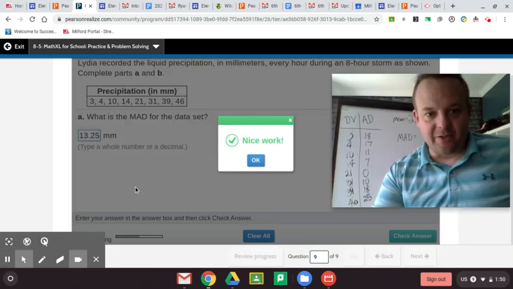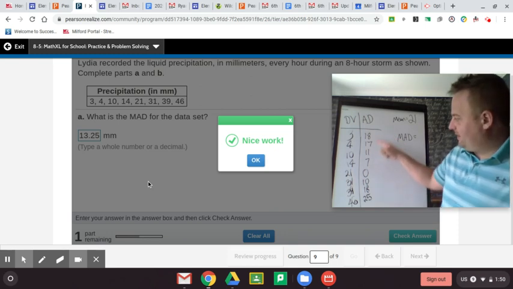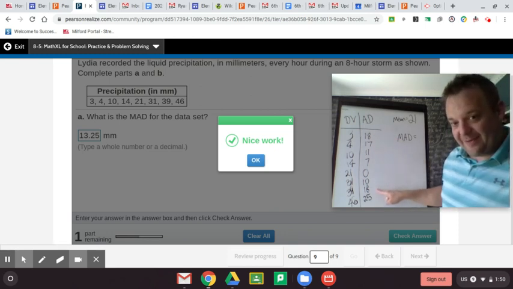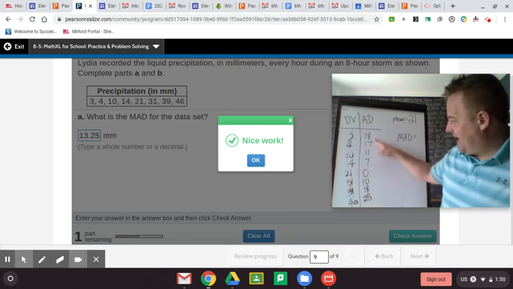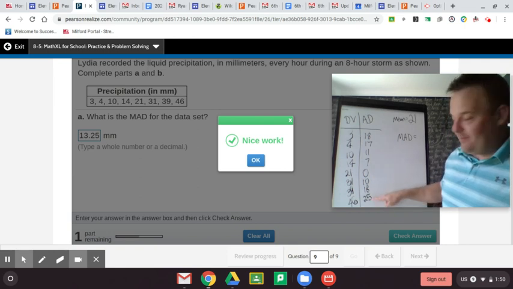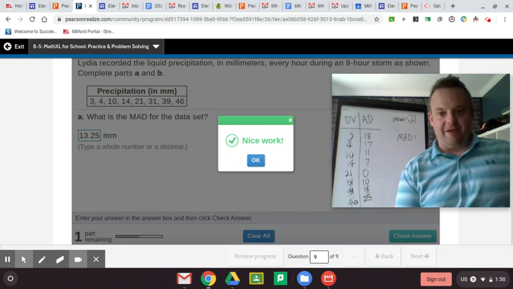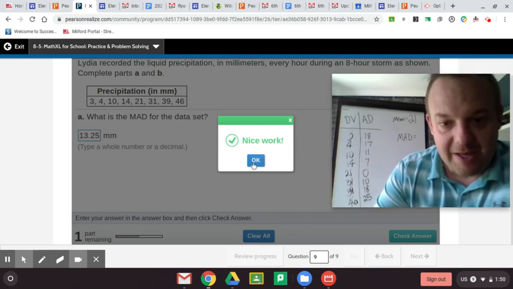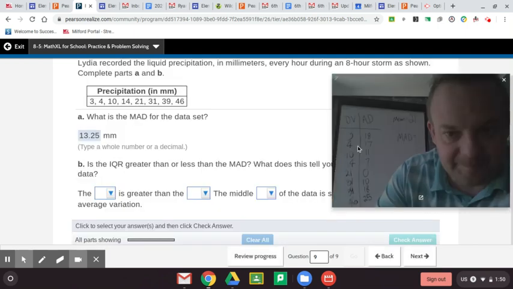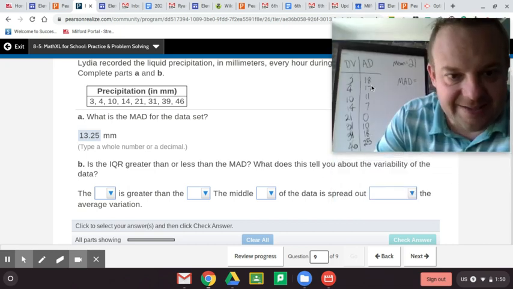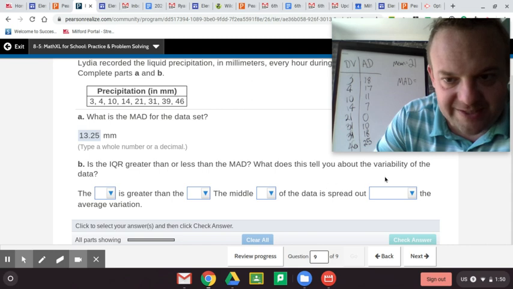So here's what I did. I found the absolute deviations. I find the mean of the absolute deviations. You add them all up and divide by however many there are. There were 8, and I got 13.25. So that's how you find the MAD. Is there one more question for this? Is the IQR greater than or less than the MAD? What does this tell you about the variability of the data?